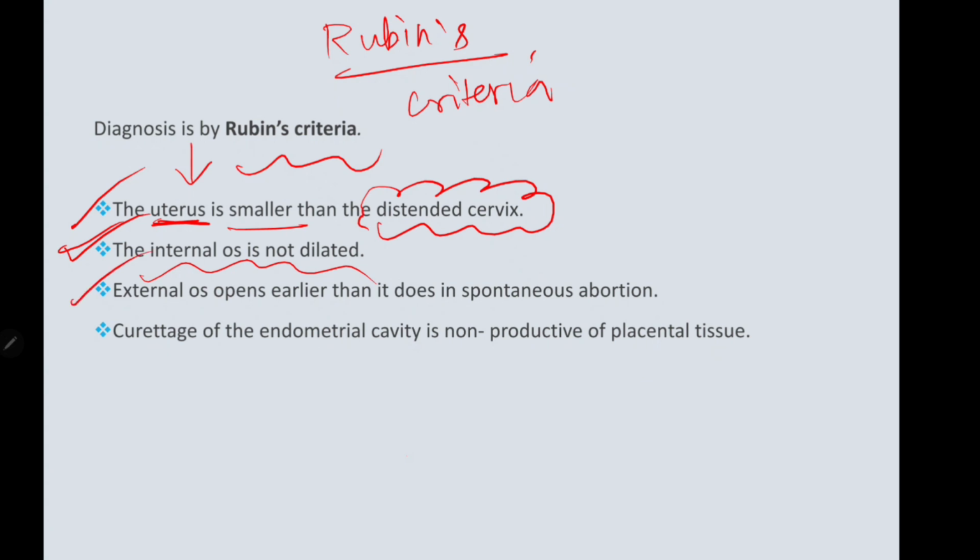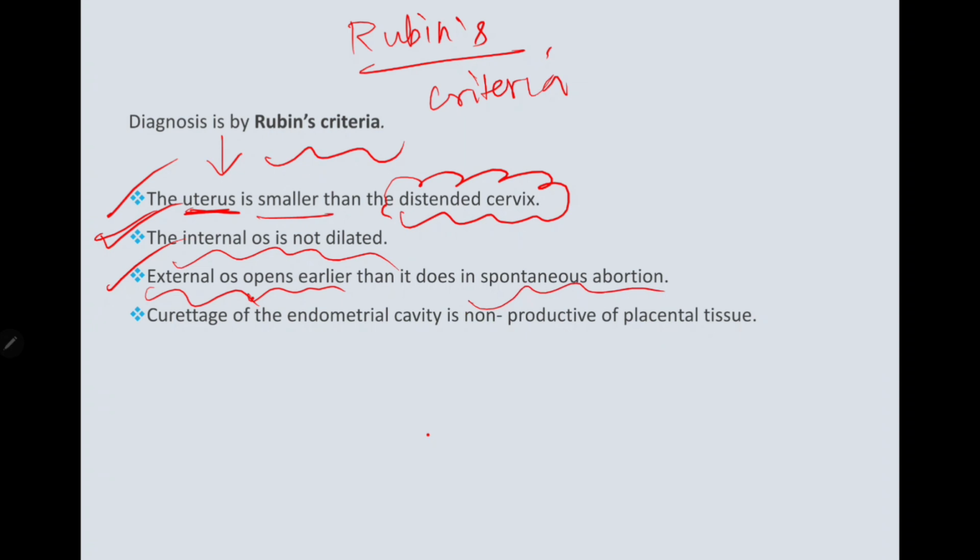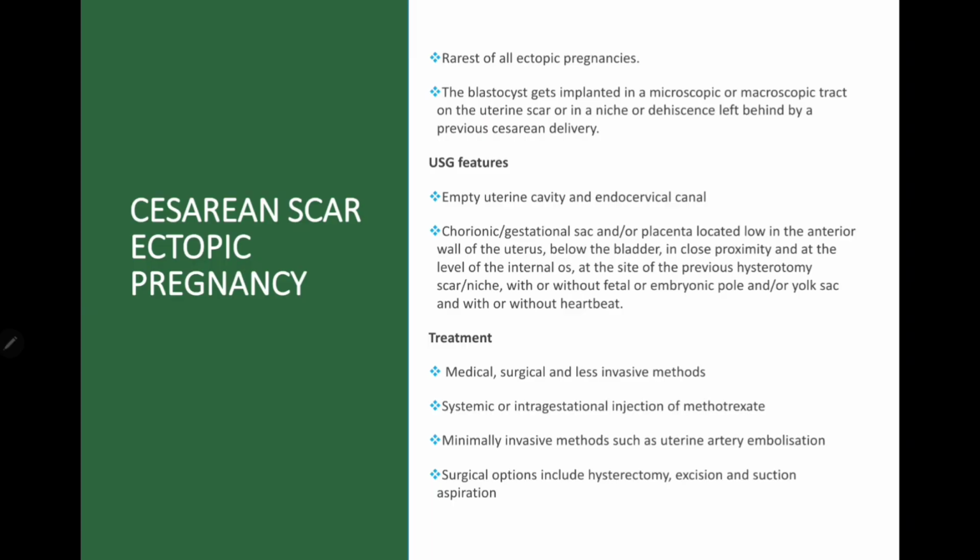The third one is external os opens earlier than it does in spontaneous abortion. So very important, the third point is external os opens earlier. External os opens earlier than it does in any case of spontaneous abortion. Then curettage of the endometrial cavity is non-productive of placental tissue. So curettage of the endometrial cavity is going to be non-productive of placental tissue.